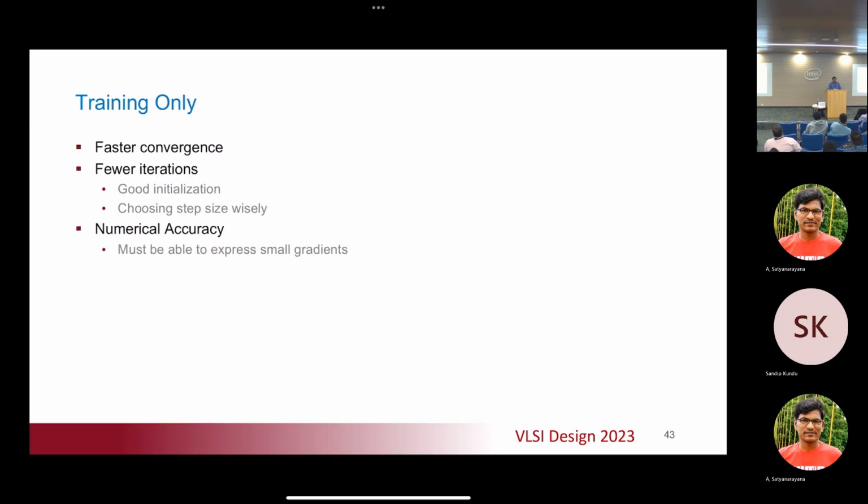For training, there are certain additional opportunities that you have for acceleration, such as doing faster convergence. There is no hardware approach towards that. These are purely algorithmic approaches. And so we can play around with things like step size and initialization, et cetera, so that we can converge on the model quickly. We have fewer iterations. And in order to get fewer iterations, you must have good initialization. There's a whole bunch of research that goes on.